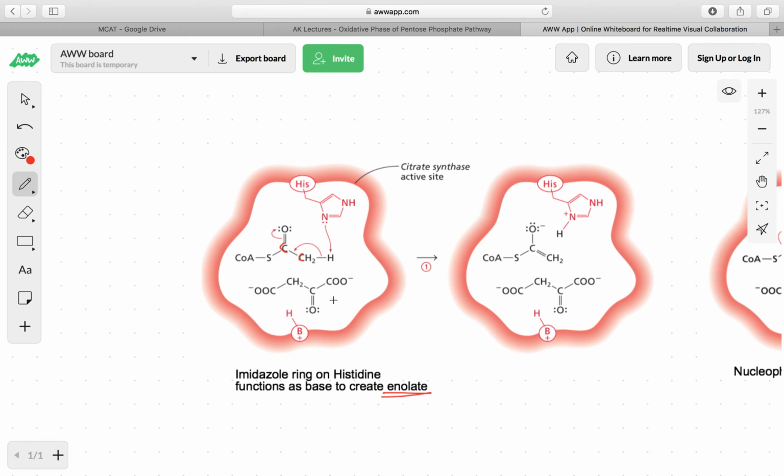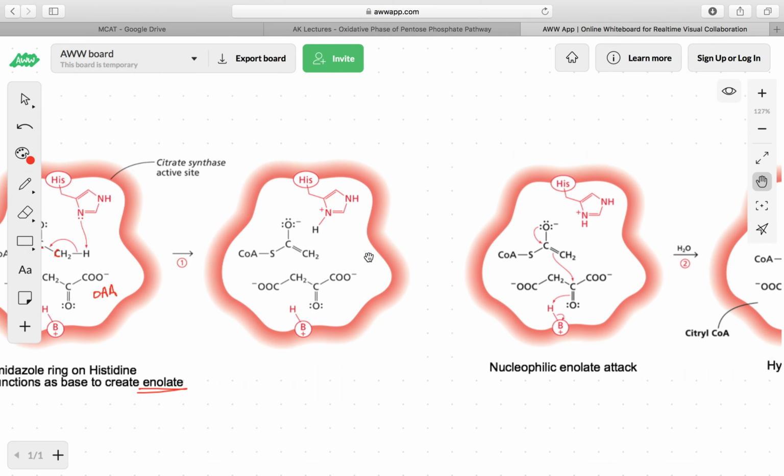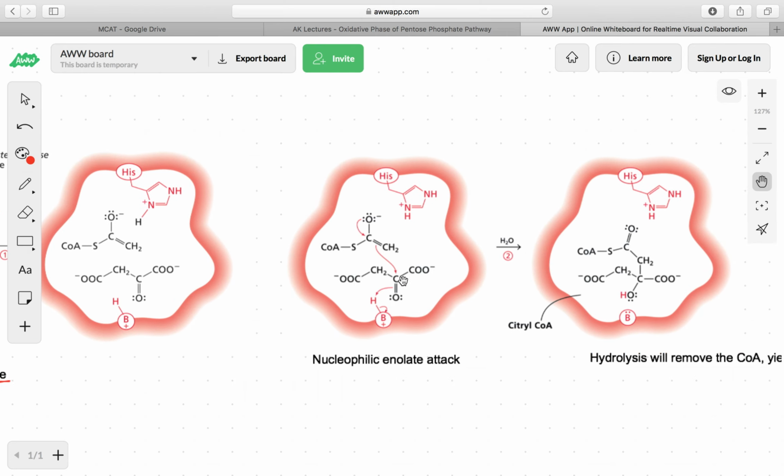So here we formed an enolate of our acetyl-CoA. And over here we still have our oxaloacetate, OAA, just sitting over here waiting to be attacked. So in our second step, our enolate is going to come in and attack our oxaloacetate at this carbon. So let's draw what we get.